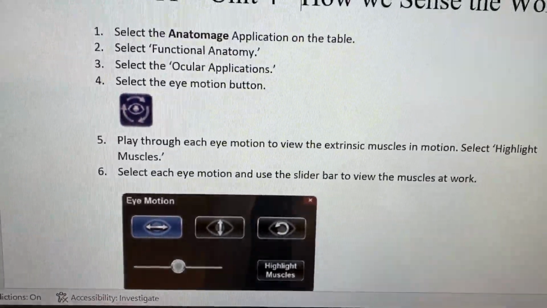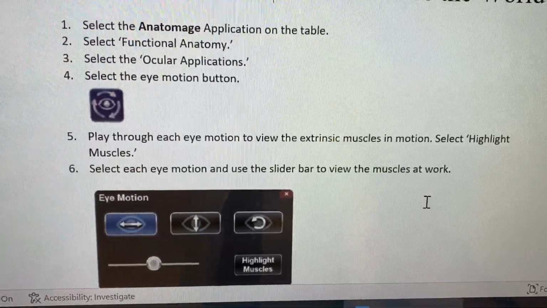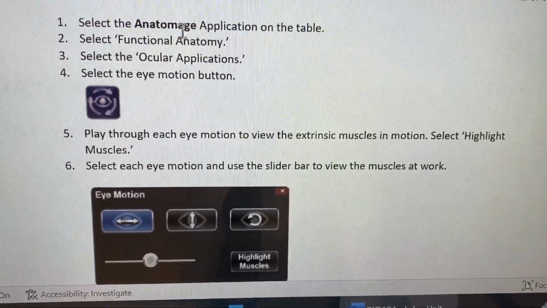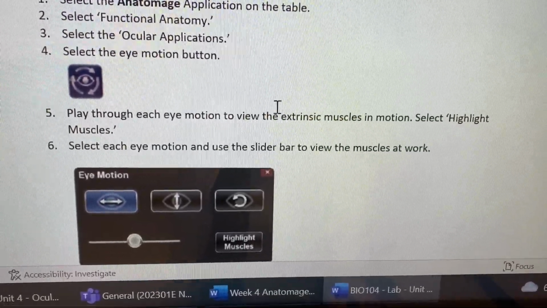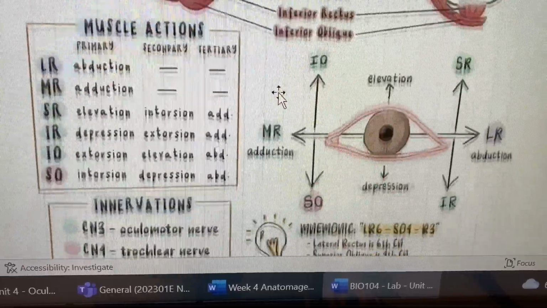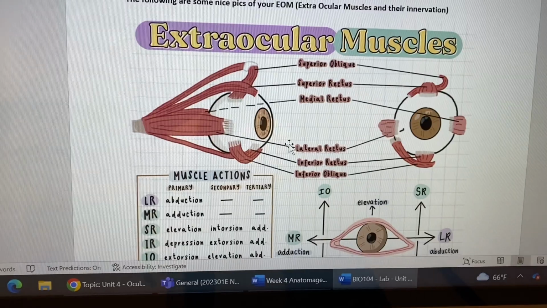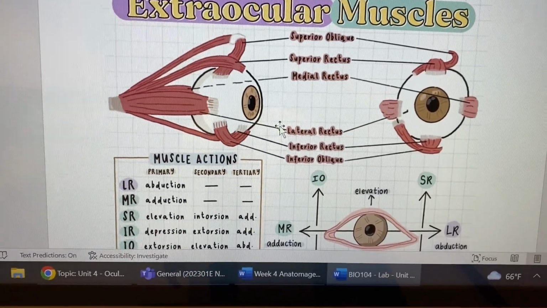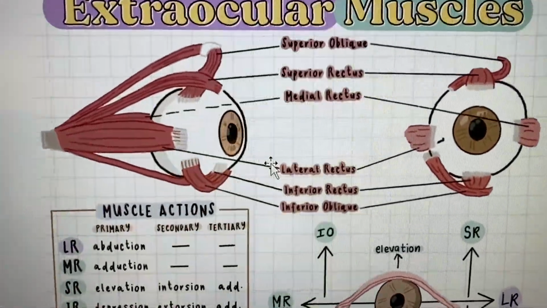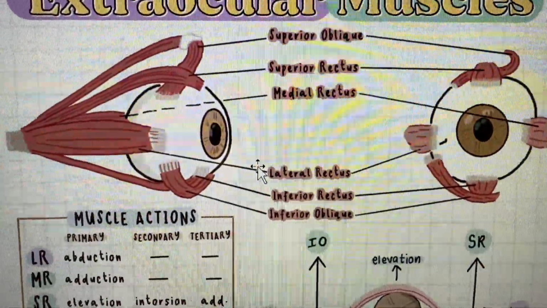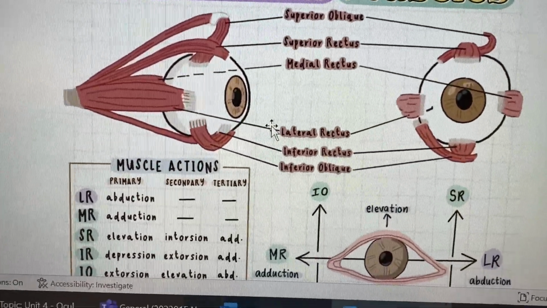Now, I put a Microsoft Word document which has this all repeated from your original instructions, but at the bottom you will see a lovely diagram here of the innervations of cranial nerves 3, 4, and 6. And the muscles that you'll be looking at today are your superior oblique, superior rectus, medial rectus, lateral rectus, inferior rectus, and an inferior oblique.